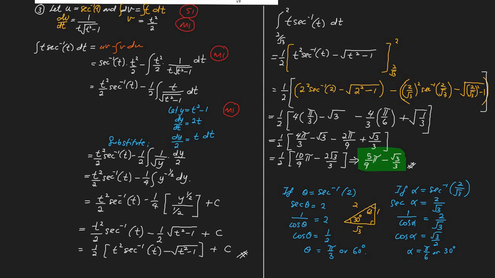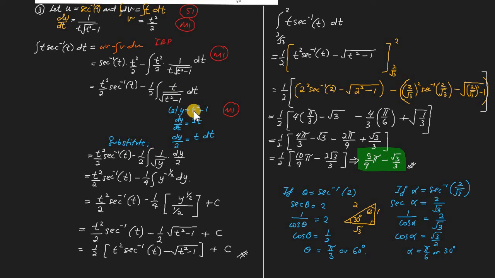So let us compare the answer. This is my work. We start with S1, getting the correct u and dv, and then we have to differentiate for that. For the inverse secant, we need to look at the formula list. M1, we have to integrate using a formula. And here we are using IBP, the integration by parts formula, substituting the values, M1.